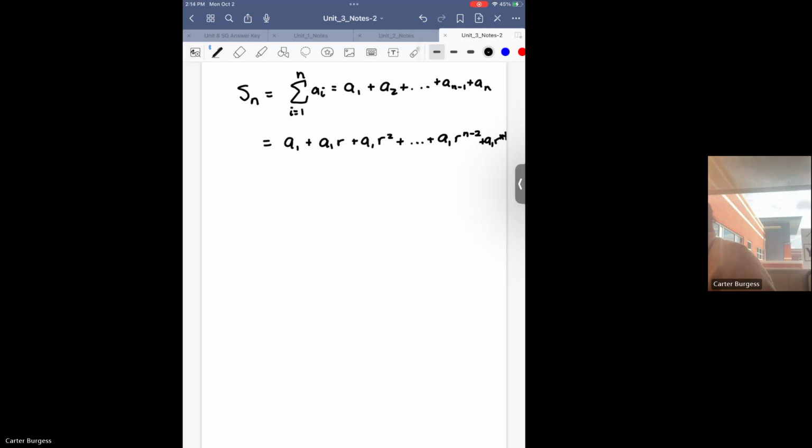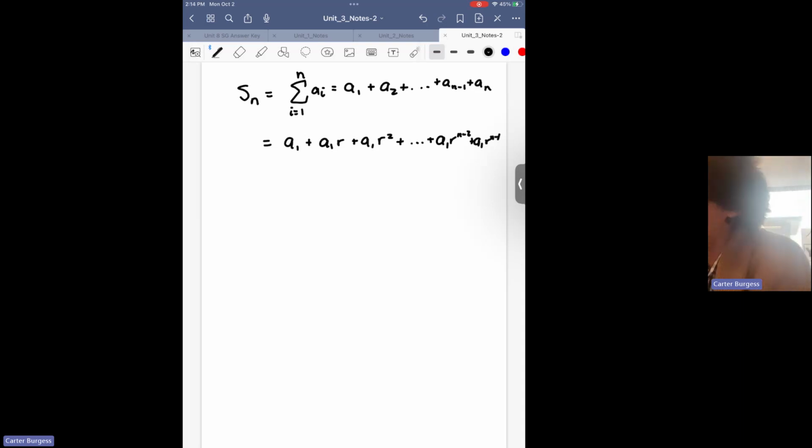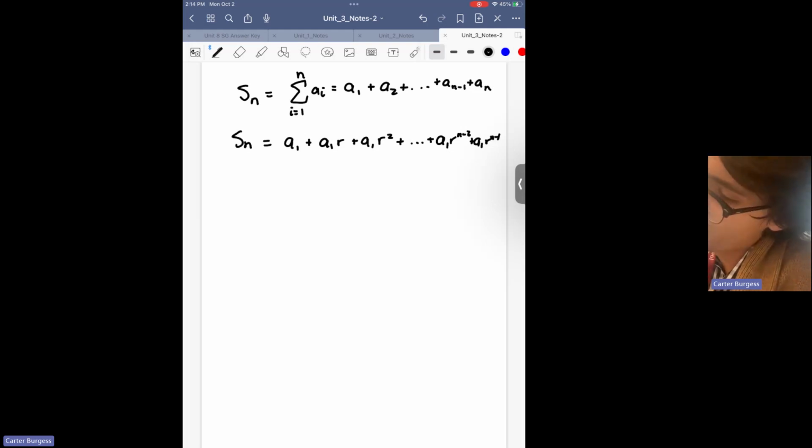A little messy there, but good enough. So a sub 1 r to the n minus 2, a sub 1 r to the n minus 1. And so how can we collapse these? Well, it's not going to be quite as easy as just adding the first and the last terms, nothing like that. We're actually going to require a little bit of clever multiplication here in order to make this collapse. In particular, what I want to do is I'm going to multiply both sides by 1 minus r.